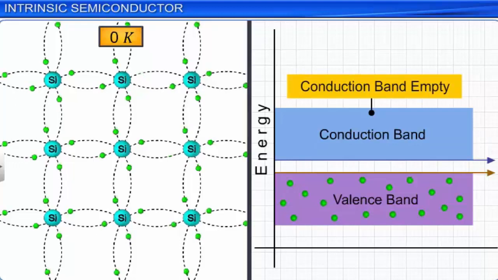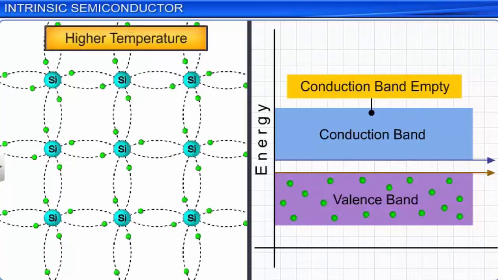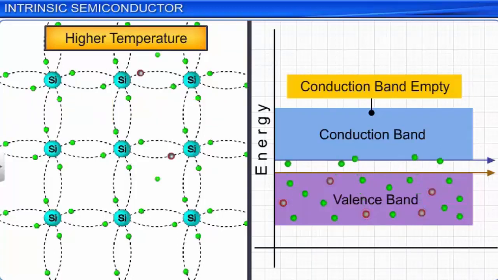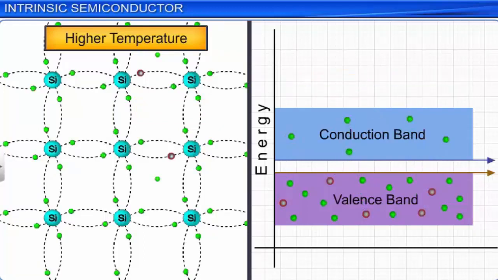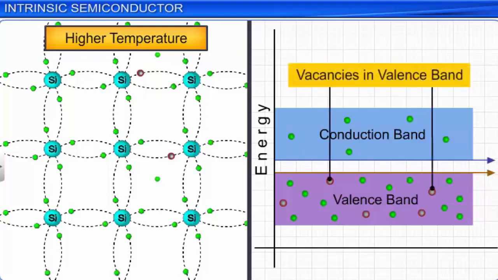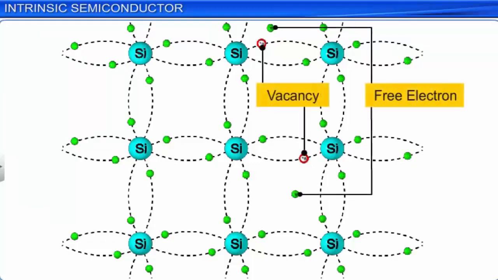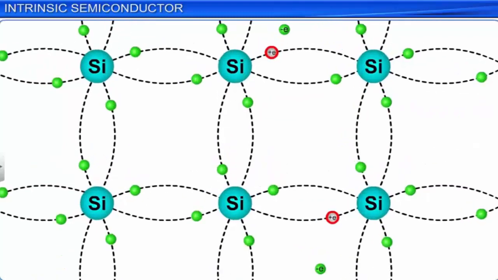However, at higher temperatures, some electrons gain enough thermal energy to break free of the covalent bonds in the crystal lattice. These free electrons move to the conduction band, and the material starts behaving like a semiconductor. Note that each electron that moves to the conduction band leaves behind a vacancy in the valence band. This can be visualized as breaking of a covalent bond, where an electron becomes free and leaves behind a vacancy in the covalent bond. An electron breaking away from a covalent bond takes away a unit negative charge with it, leaving behind a vacancy with an assumed unit positive charge.